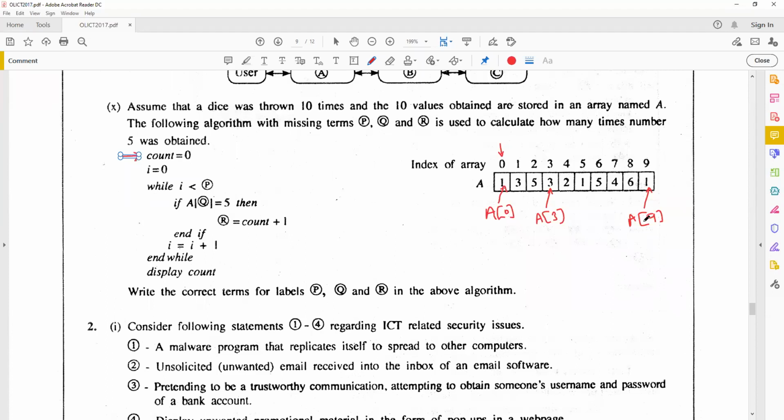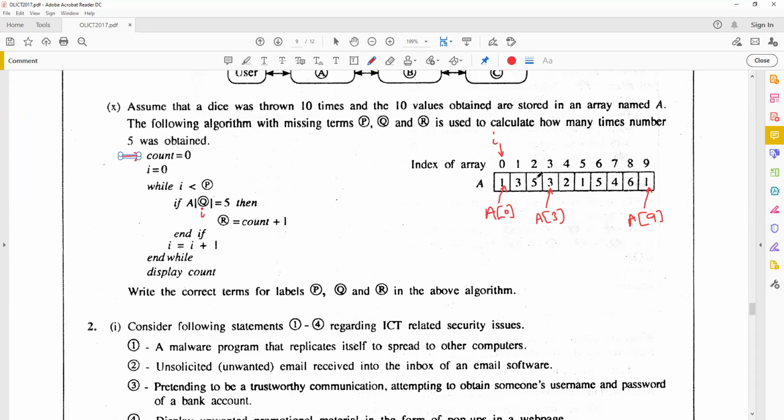Now remember, every time it changes. What we have used for the index is I, isn't it? So in that particular case, we know that the Q should be I. So this should be I, because first time it will be A0. We are checking whether it's equal to 5. No, then you don't go inside. I plus 1, this is 1. Then it will say A1, whether it's 5. No, it will skip.